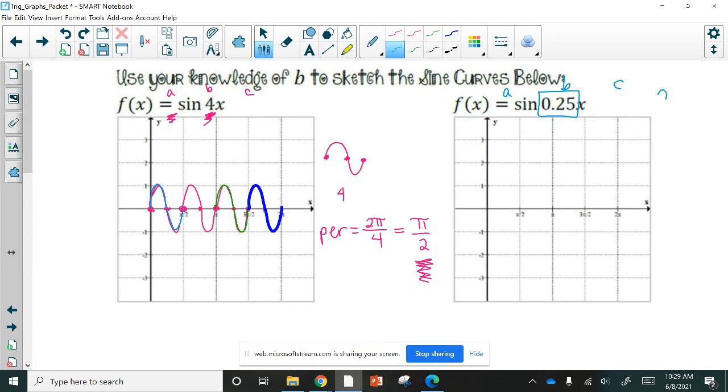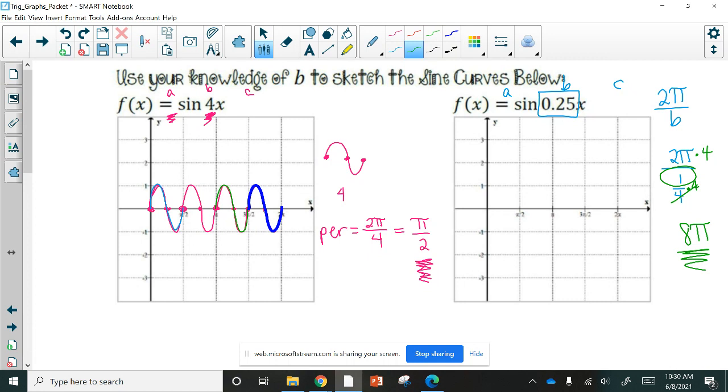The period is 2 pi over B. So the period is 2 pi over 1/4. When you have a fraction within a fraction, multiply by the denominator. What you do to the bottom, you do to the top. So what is 2 pi times 4? That's 8 pi. You still have over 1, but 8 pi over 1 is just 8 pi. So to see one full cycle, we would need to end at 8 pi.